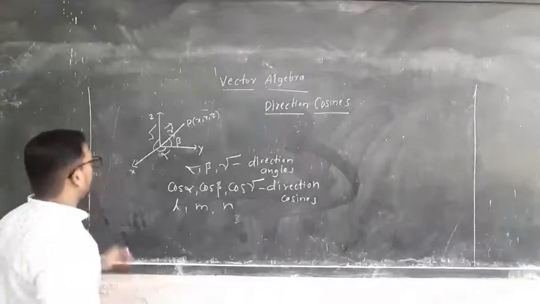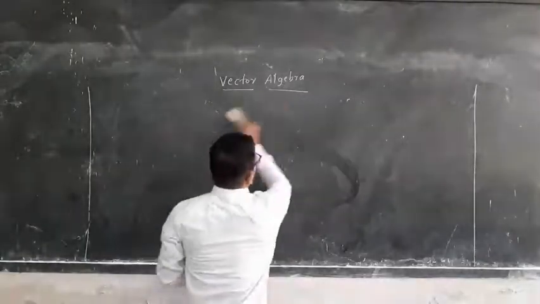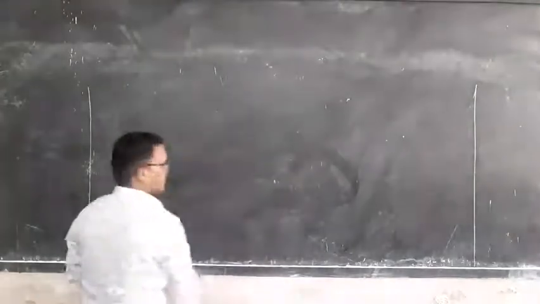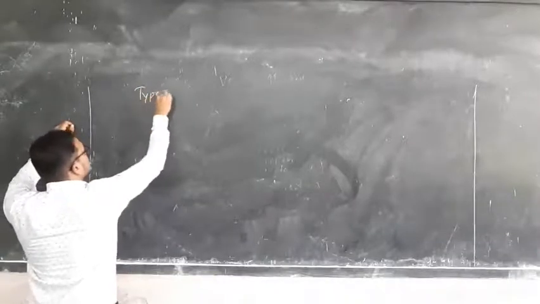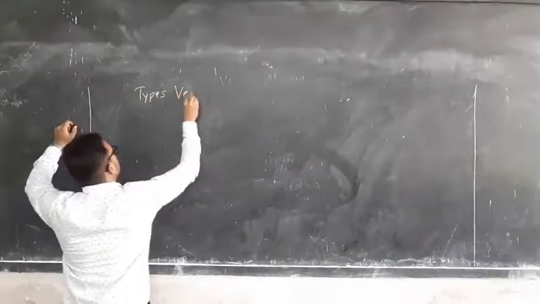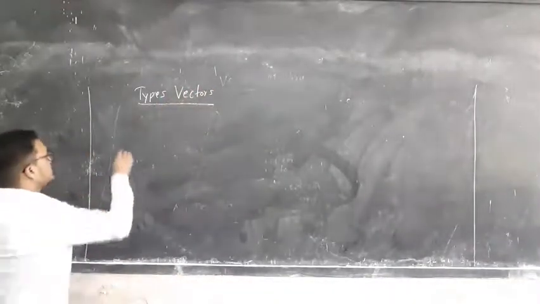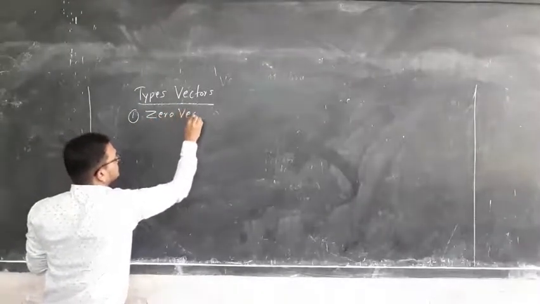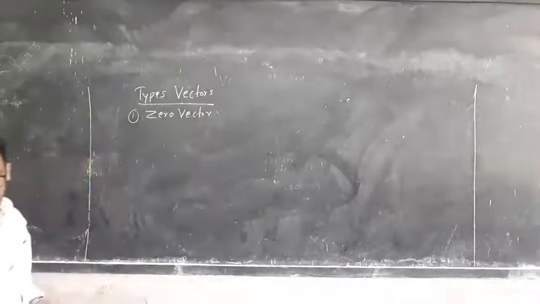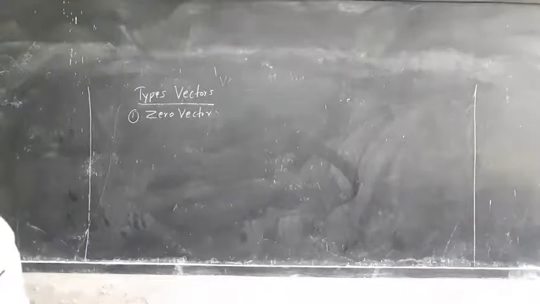Okay, next we are going to see the types of vectors. In that there are several types. You might have studied some of the types in physics also. I will take the first type, which is the zero vector. Now, what is meant by zero vector?